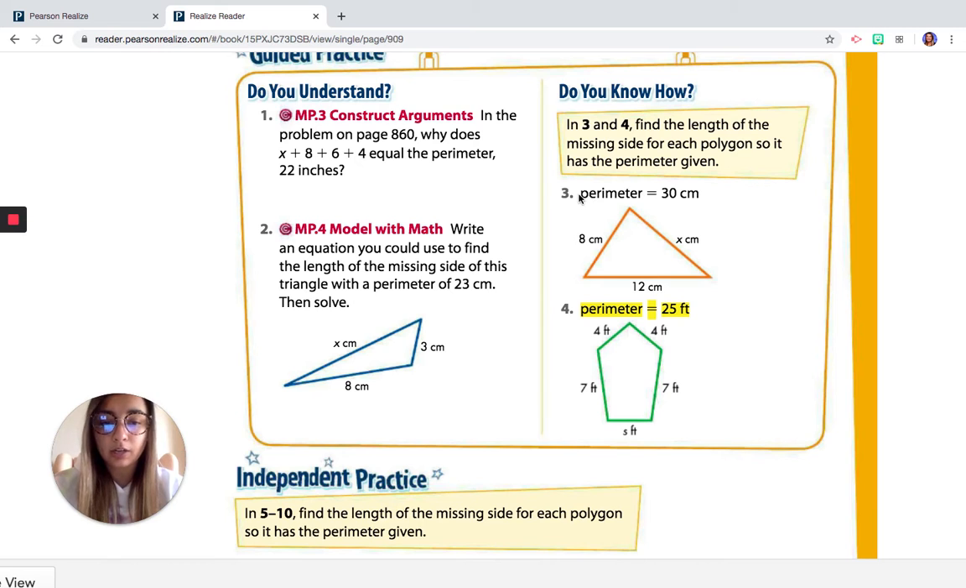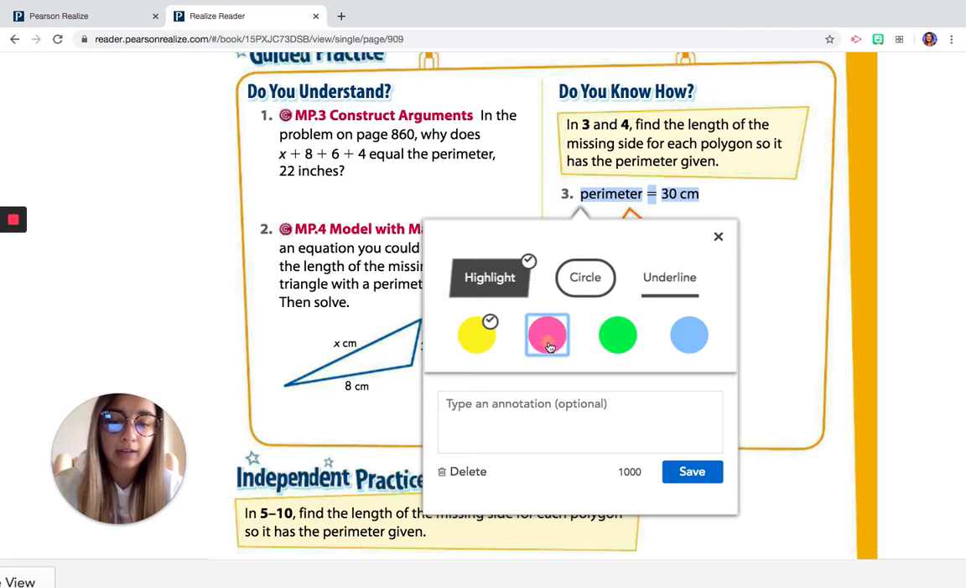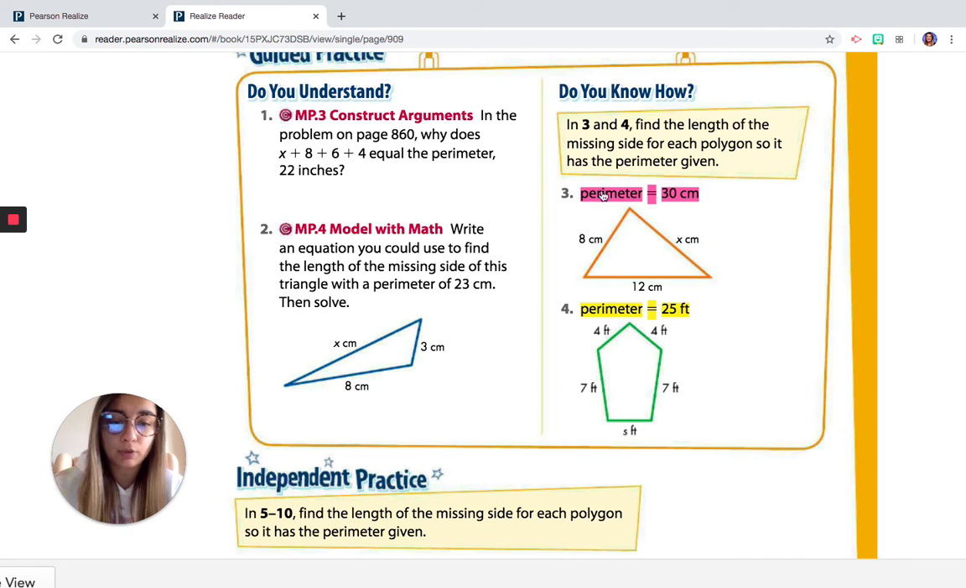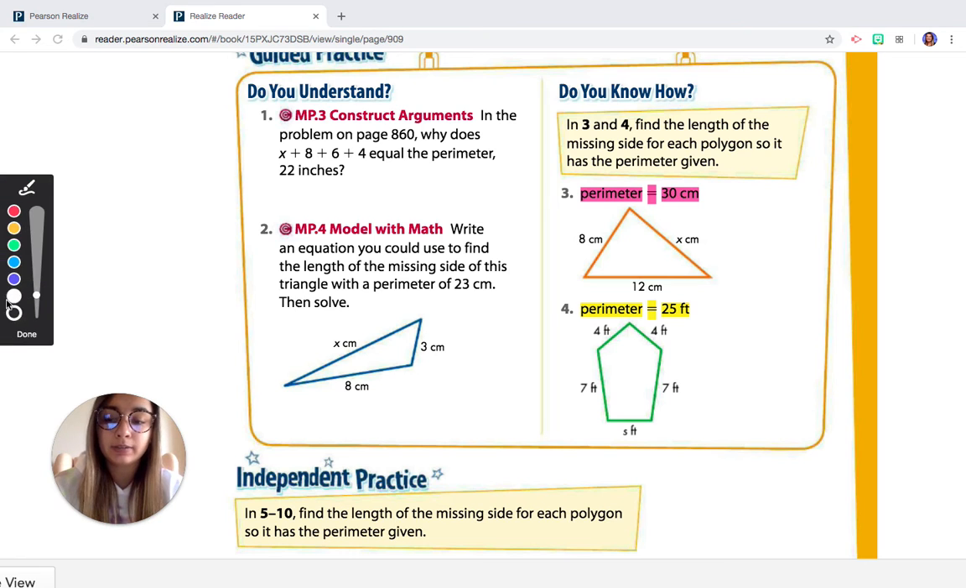If you see here, number 3, we don't have a word problem, so it just simply tells us that the perimeter is 30 centimeters. Same thing, I'm going to find the sides that are already measured for us, and I'm going to add them together. So I know that 12 plus 8 equals 20. And all I'm going to do is subtract that 20 from my full perimeter. So 30 minus 20 equals 10.